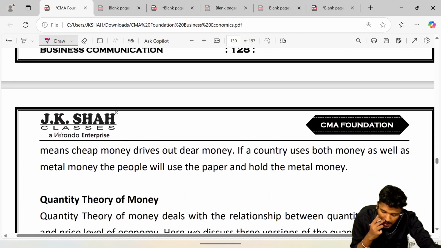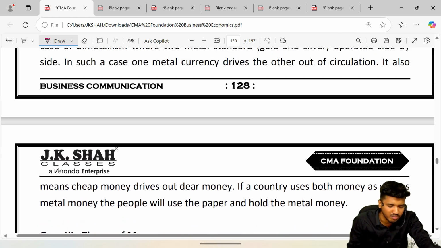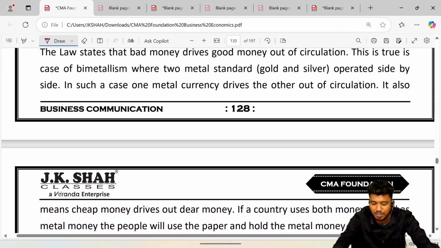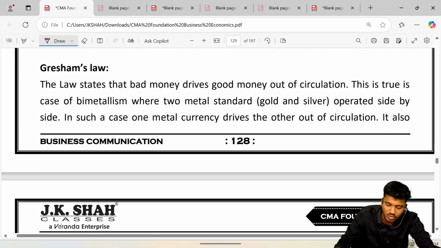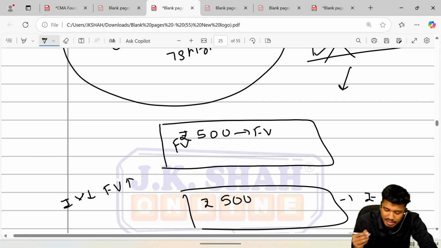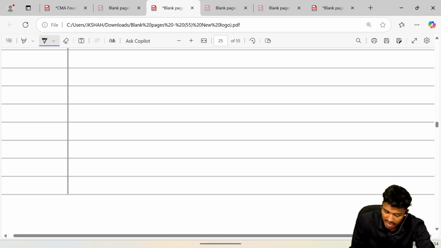See, one MCQ could be expected from this area. It is not that much important for you, but basically I'll make you know what Gresham's law is in very layman language. I'll tell you what Gresham's law is. Example.